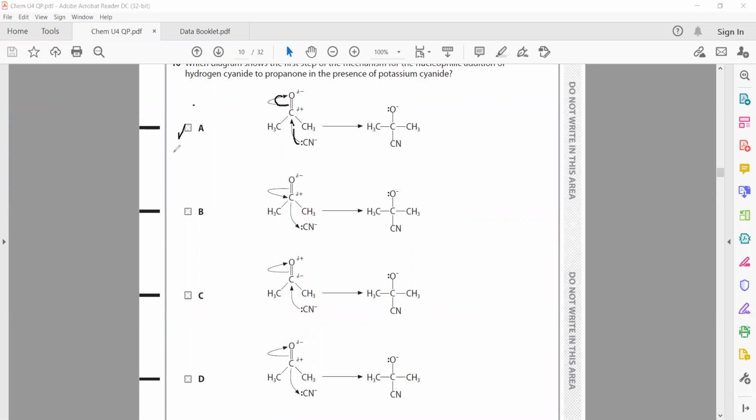Why not B? What is the mistake in B? In B, the arrows are not correctly shown. What about C? The partial positive and negative charges are not shown correctly. What about D? Again, the arrow should be from the lone pair to the partial positive. So A is the right answer.